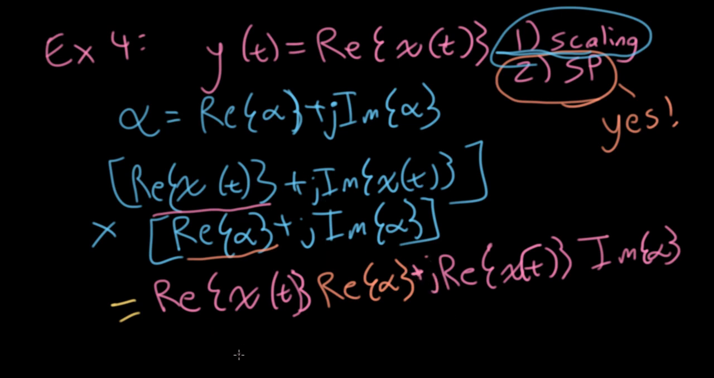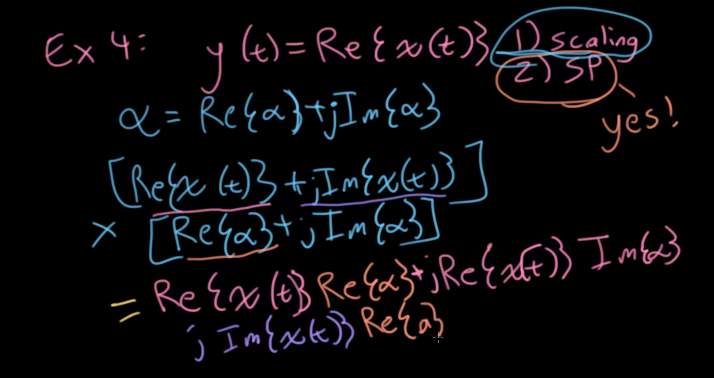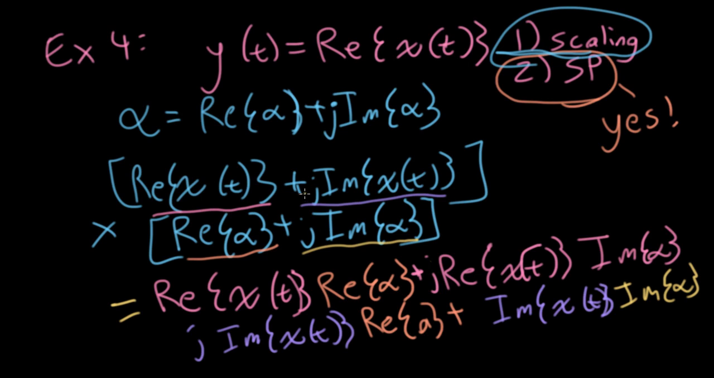So what about the next terms? I'm going to have j times the imaginary part of x of t times the real part of alpha. And I need to add to it the imaginary part of x of t times the imaginary part of alpha. And now I need to be careful here, don't I? Because here, each of these things has a j. So this is actually a subtraction operation because j times j equals -1.